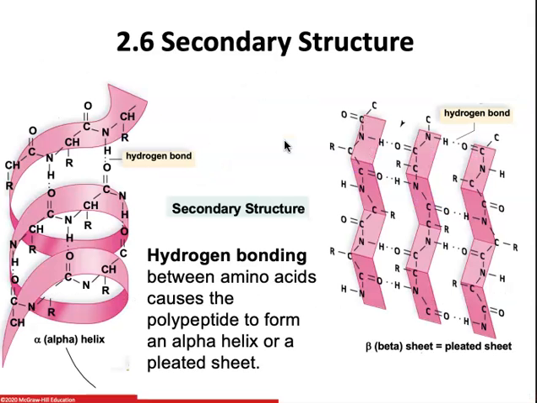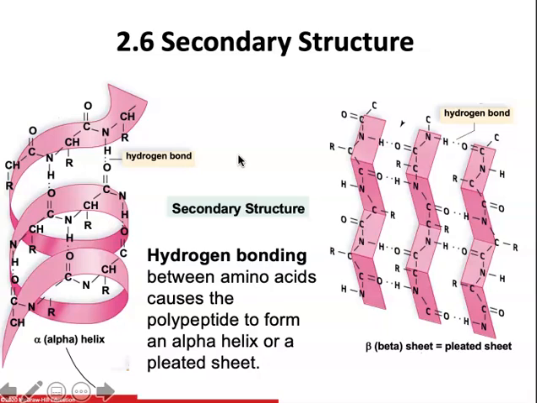The secondary level is characterized by the presence of either alpha helices or beta pleated sheets. So this alpha helix is where we're actually going to take this long polypeptide chain of amino acids and wind it around itself. Now, one thing to note is that this is going to be held in place by hydrogen bonds. See these dotted lines in between these beta pleated sheets? They're kind of folded back and forth like corrugated cardboard. Those are all held together by hydrogen bonds.